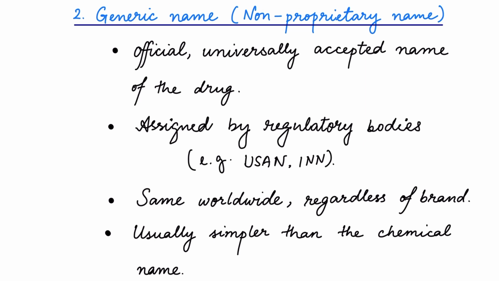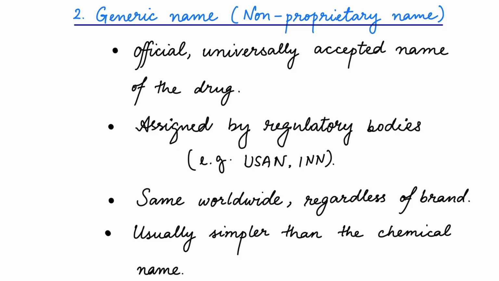Now, what do we understand by the generic name or non-proprietary name? The generic name is the official, universally accepted name of a drug. It is much simpler than the chemical name and is approved by international bodies such as INN, or International Non-Proprietary Names by the WHO, and USAN, or United States Adopted Name Council.